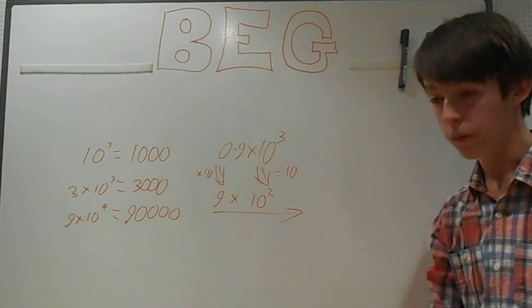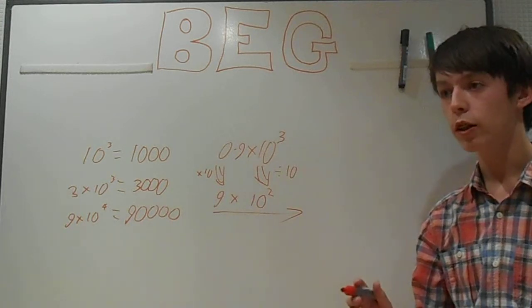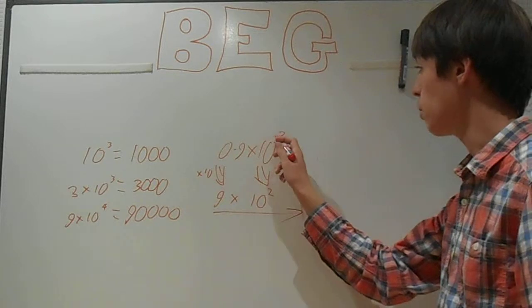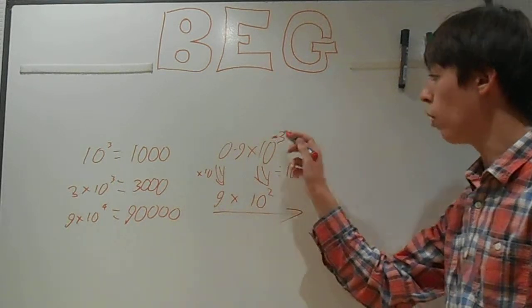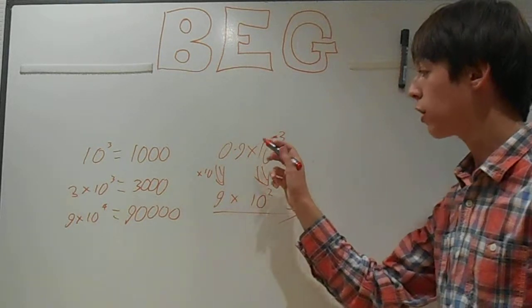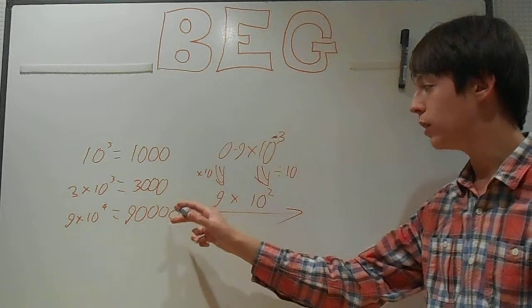Okay? So, next time we are going to be looking at what happens when you have something like 0.9 times 10 to the minus 3, say, and what happens then. And also how to change standard form back to an ordinary number and vice versa.